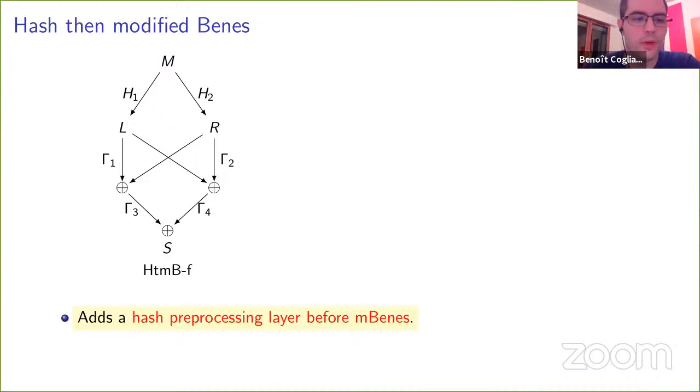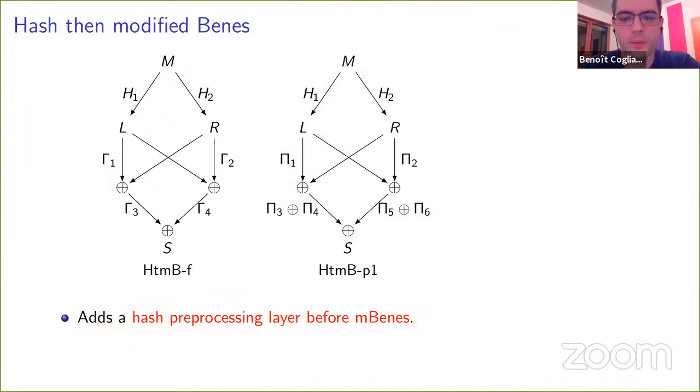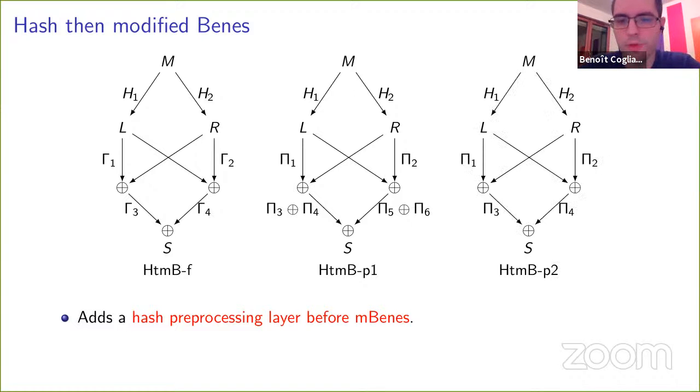The first is the F variant that uses 4 random functions. The second one is the P1 variant, which uses 2 independent permutations in the inner MBNS layer. And in the outer layer, the random functions are replaced by a XOR of 2 random permutations. And finally, we have the P2 construction, which uses 4 random permutations.